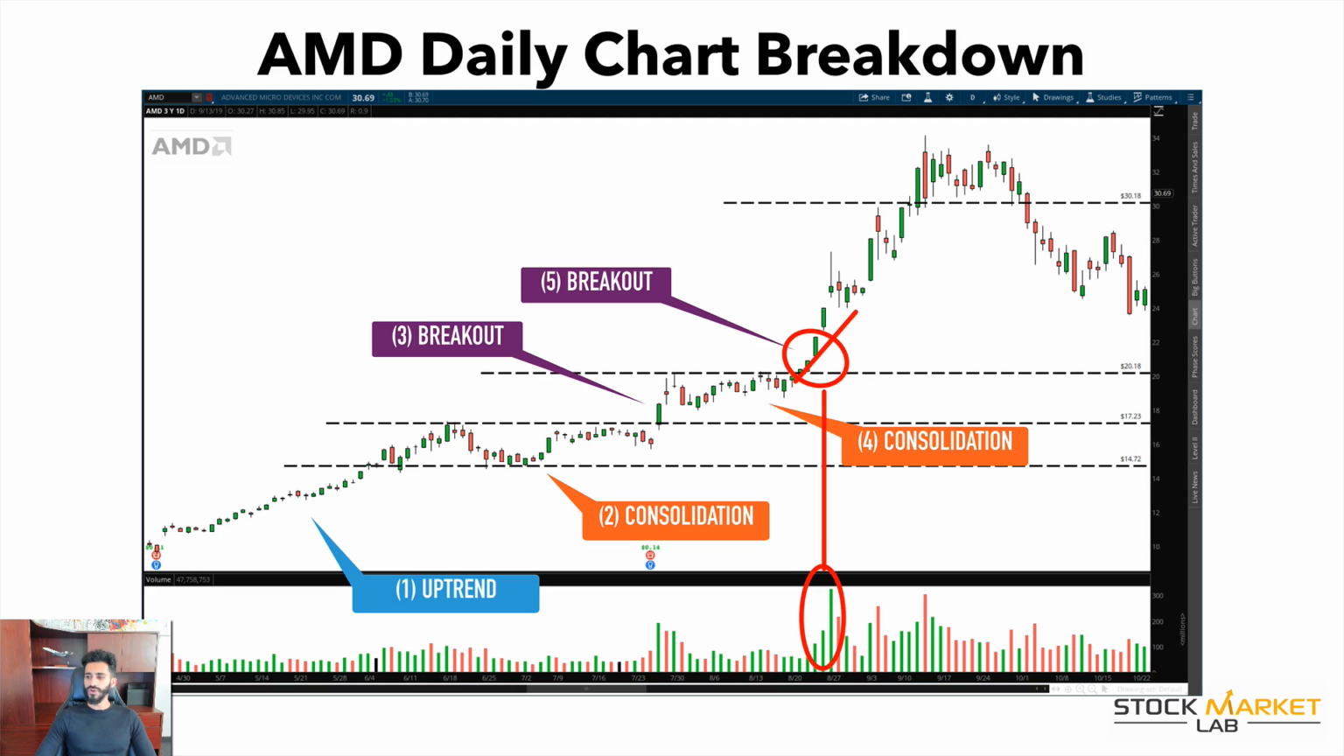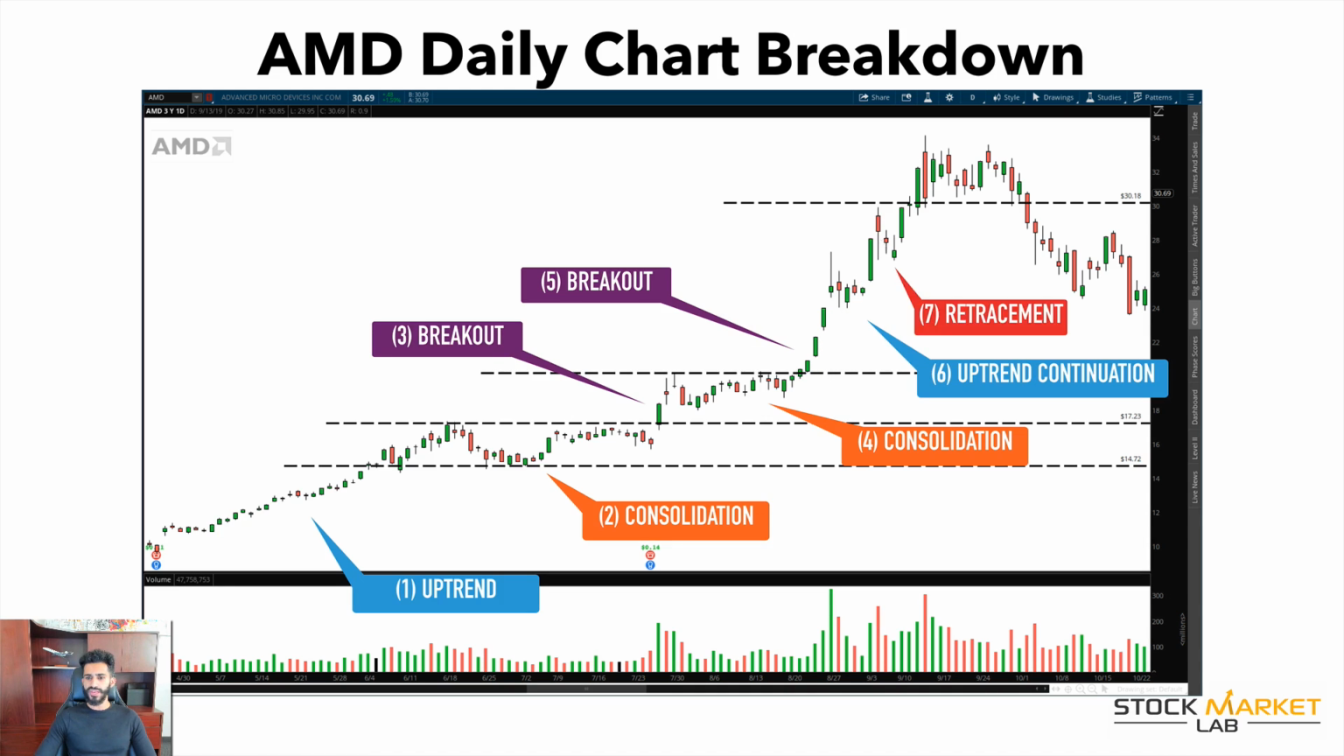Just look at that move. Look at the candles. Gapping up while the stock is going up. That's a strong gap up. Remember the gaps we learned? When the stock is trending and it gaps up, that's very, very strong gaps, right? What happens? Uptrend continuation. The uptrend continues.